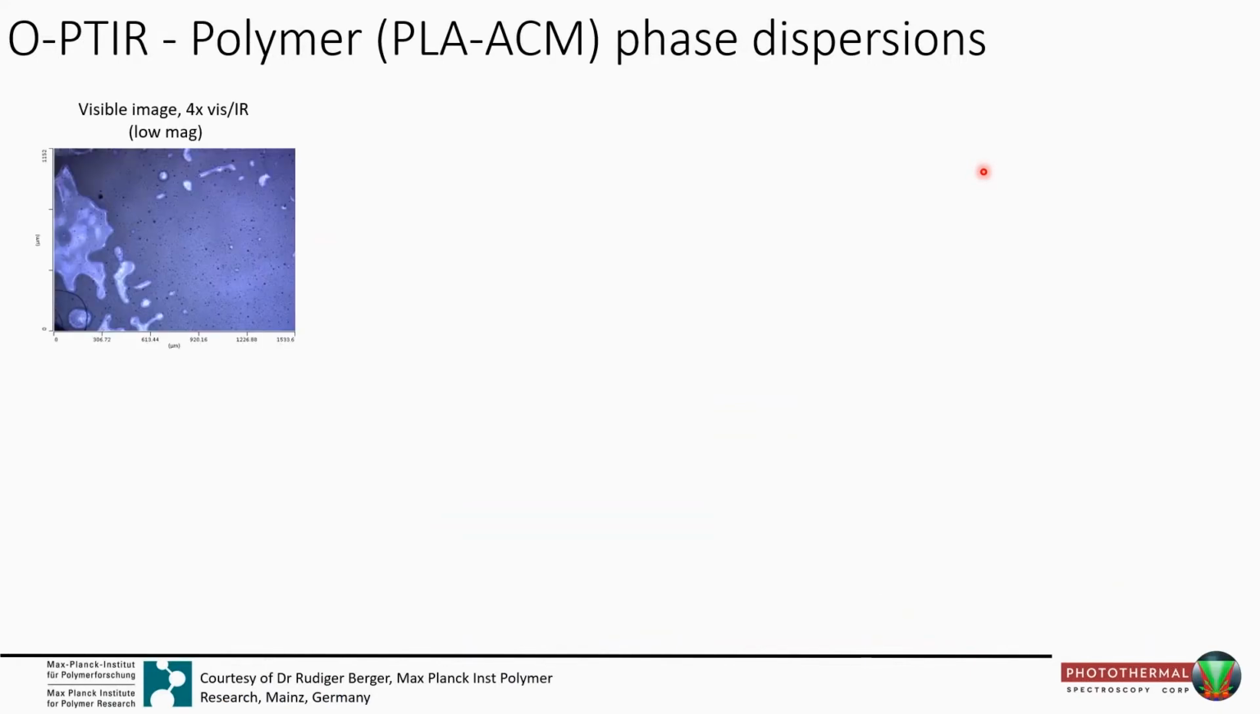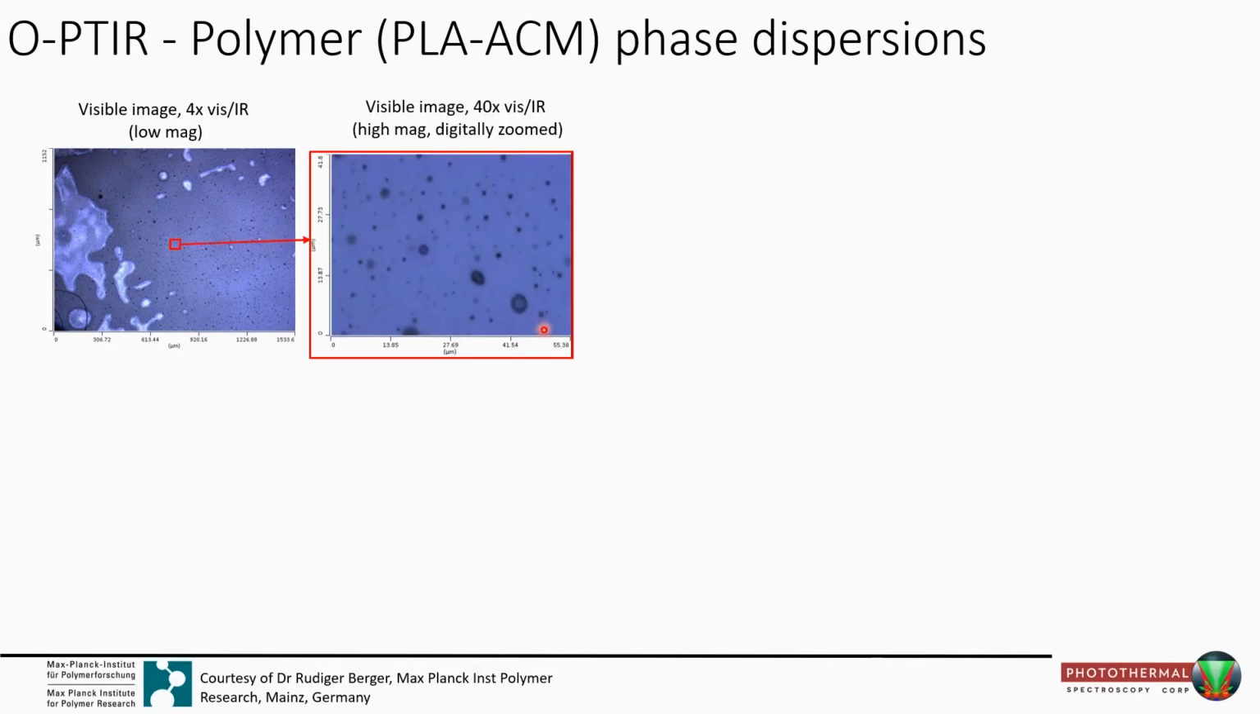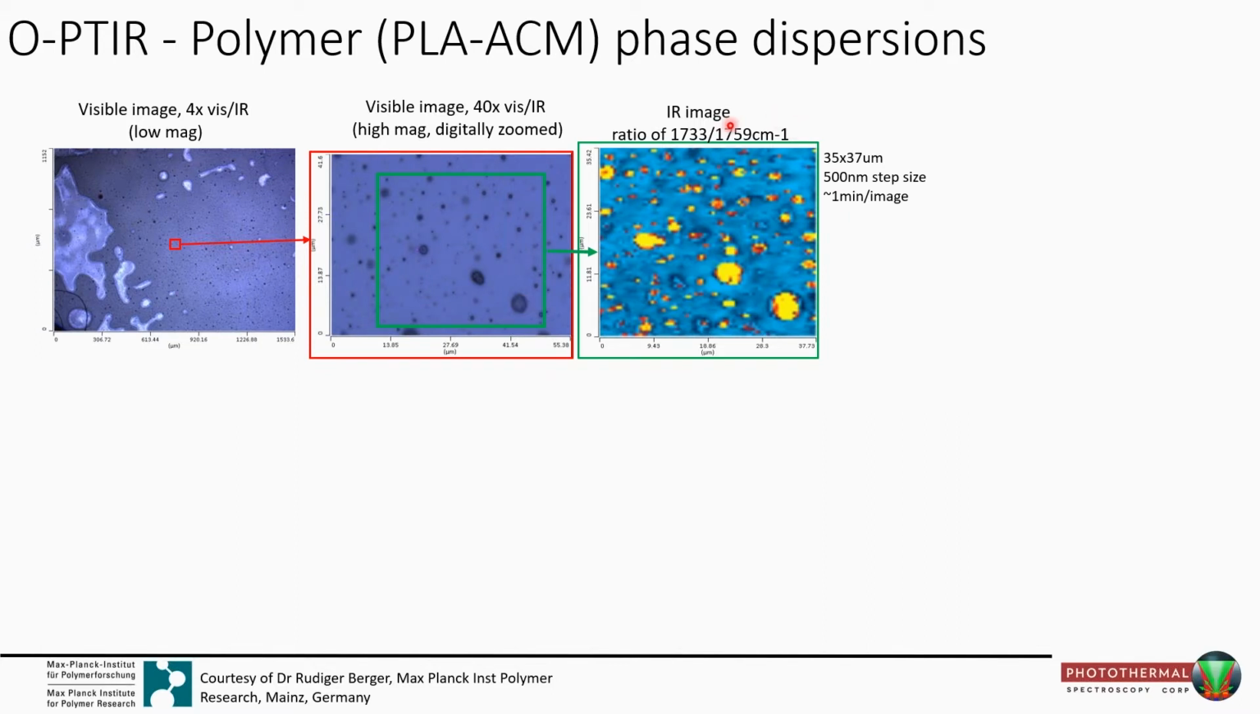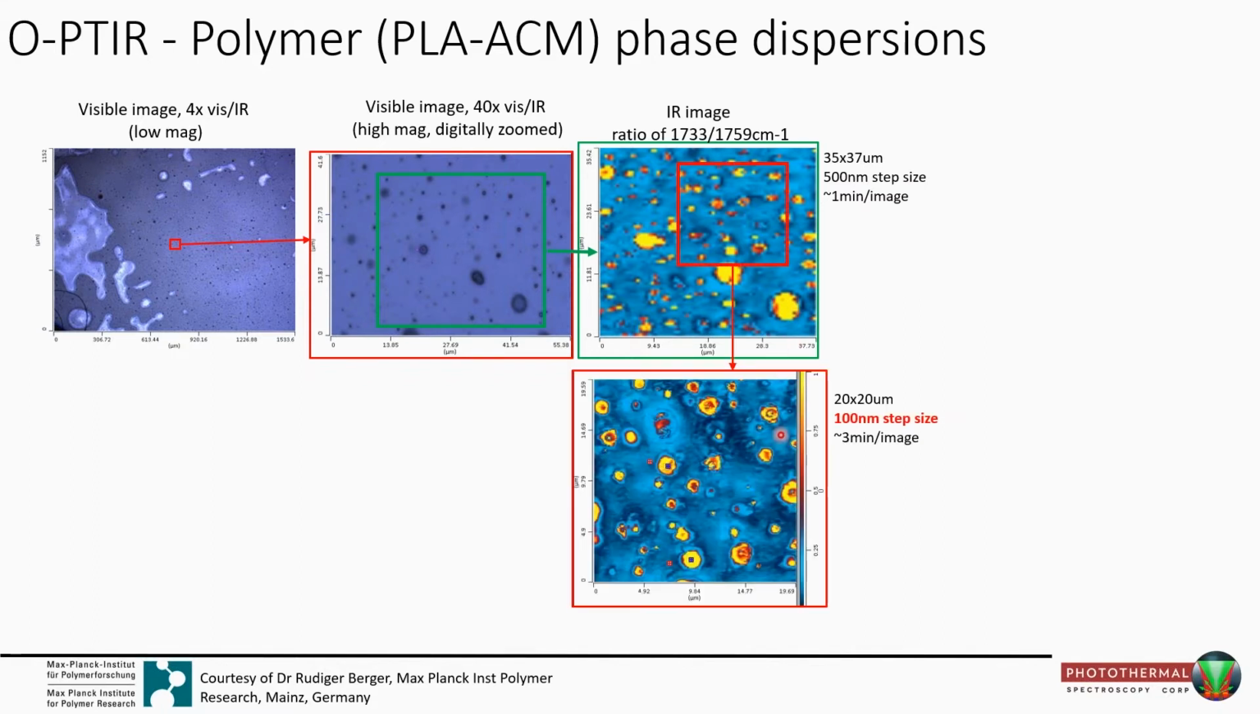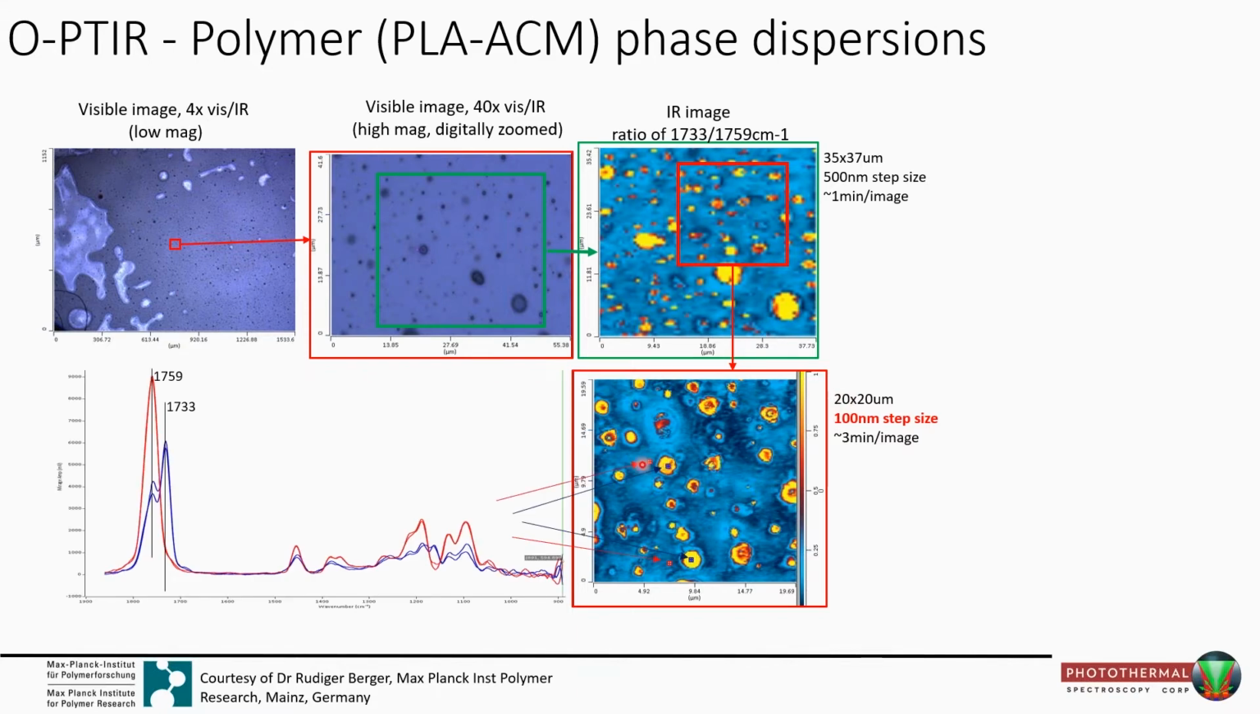So another great example here of polymer dispersion, more really an exercise to demonstrate spatial resolution. But moving in from our visible images, we can see different phases. I've collected images here at two different wave numbers, knowing the components that are in there. And this image, there are only 500. But for maximum resolution, we remeasure at 100 nanometer steps.